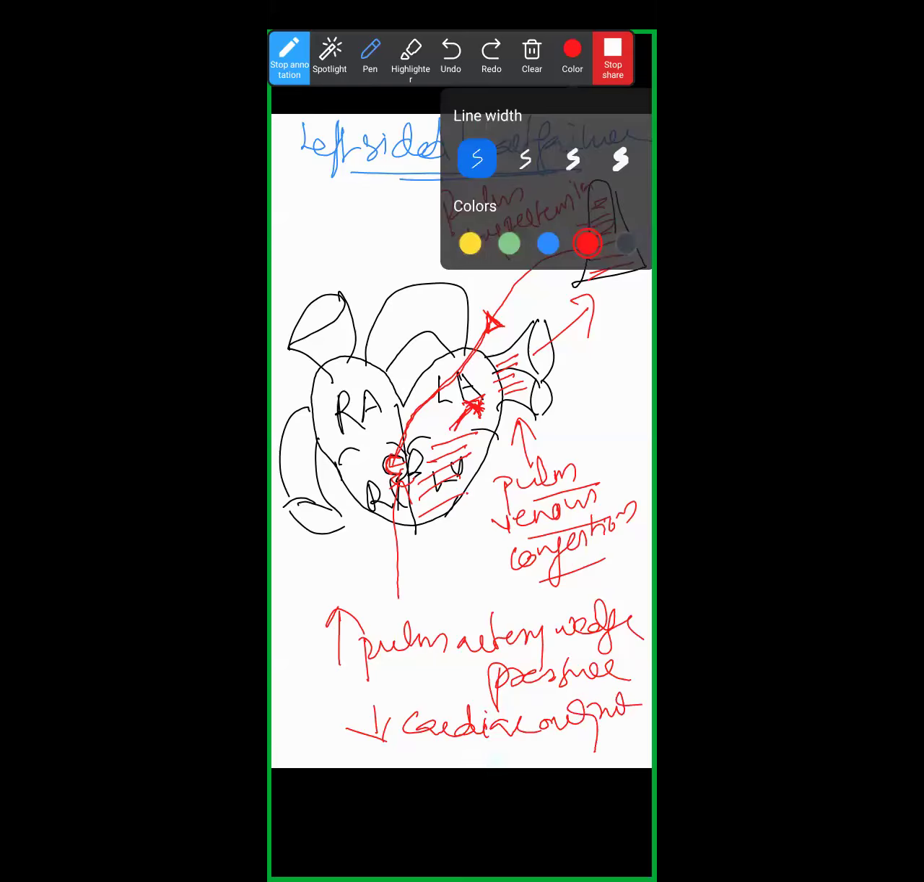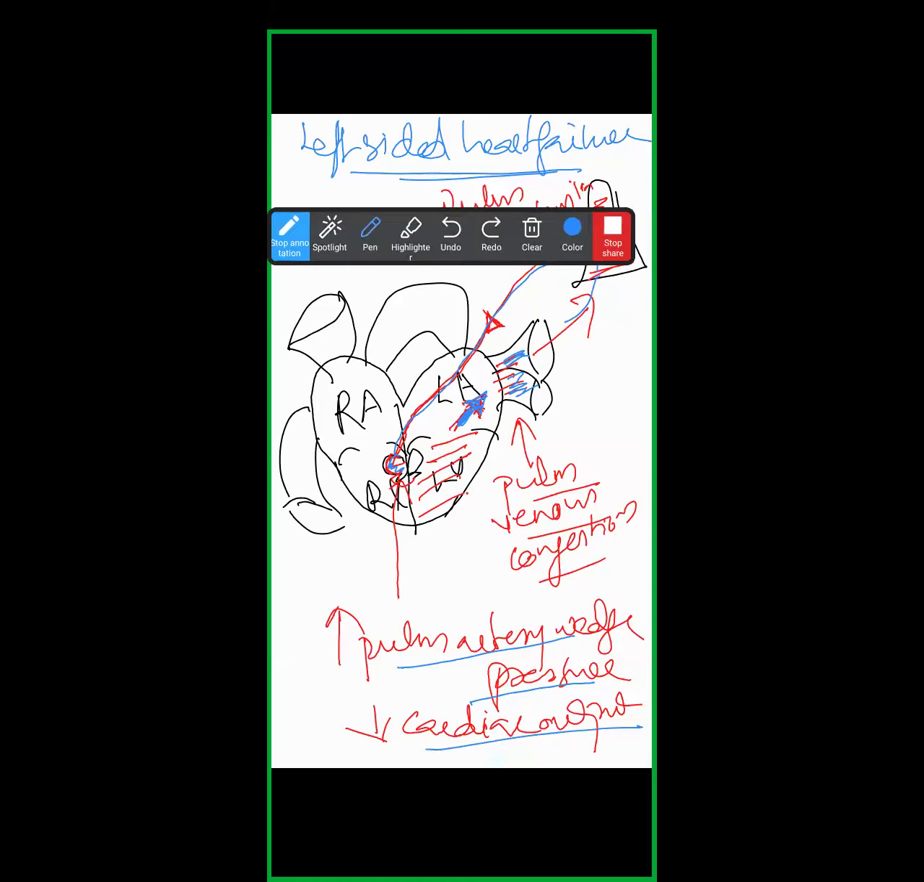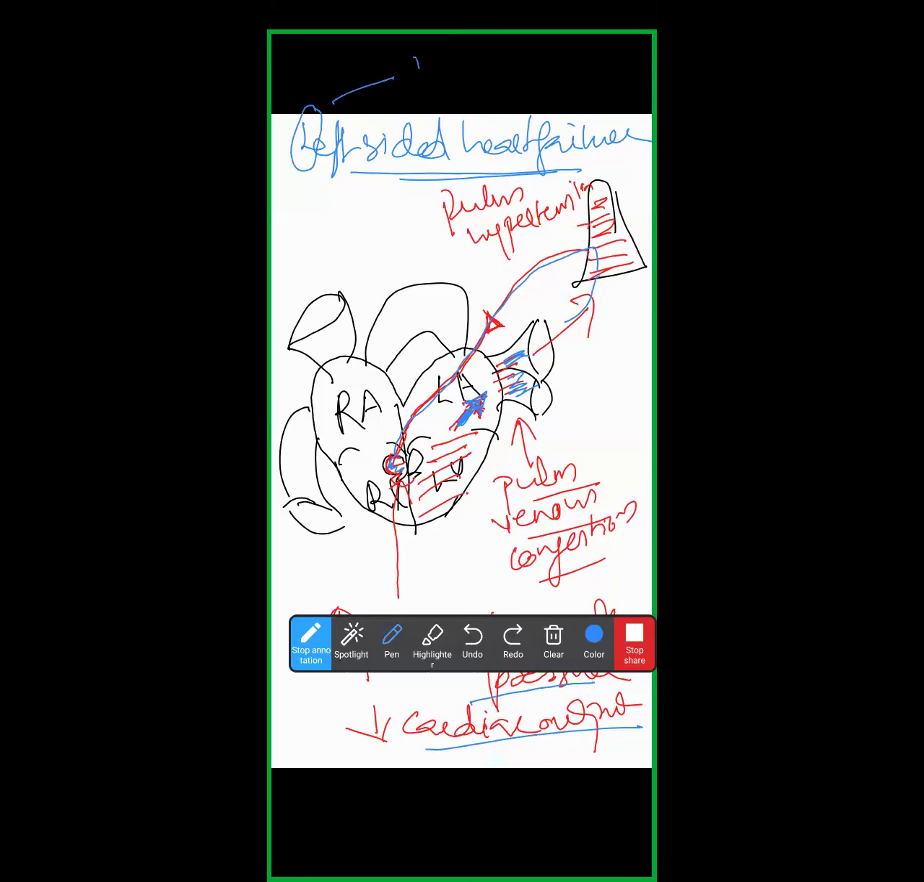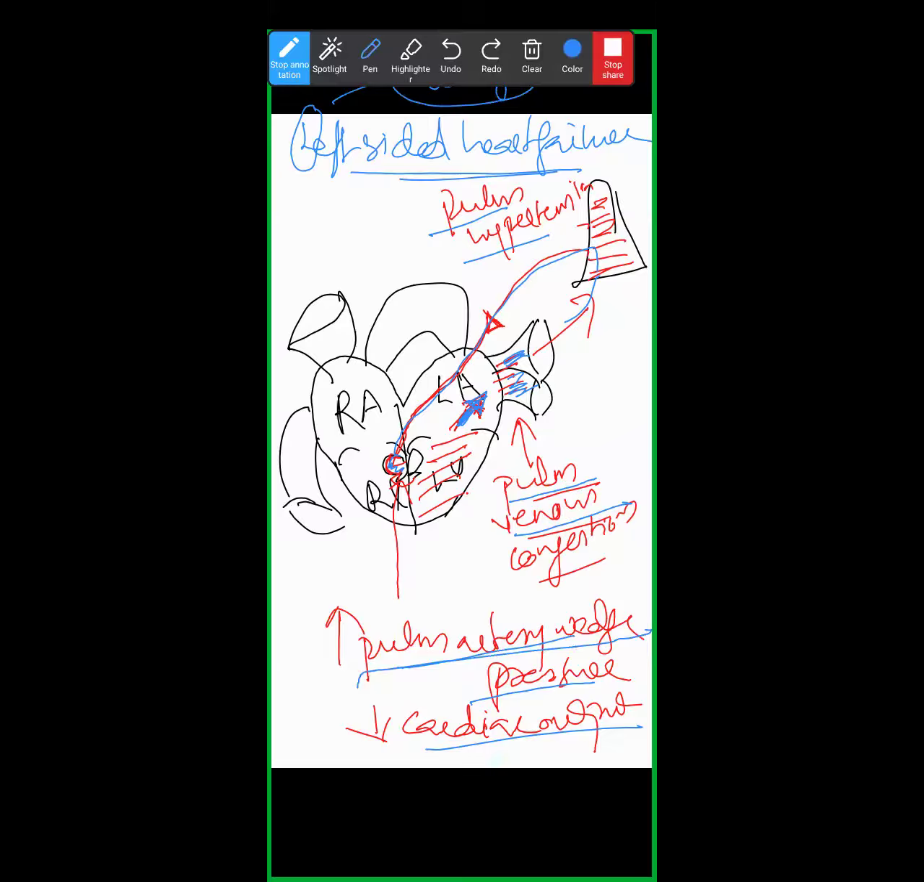Okay, so you can see these arrow marks you want to remember. First, this will backflow to the left atrium, then to the pulmonary vein, then to the lungs. From the lungs, it will backflow to the pulmonary artery. So pressure in the pulmonary artery increases: pulmonary artery wedge pressure, low cardiac output. So it is very easy to remember. Left-sided, L for lung-related. Pulmonary hypertension, pulmonary venous congestion, then pulmonary artery wedge pressure. Everything is related to pulmonary, lung. Take a screenshot.